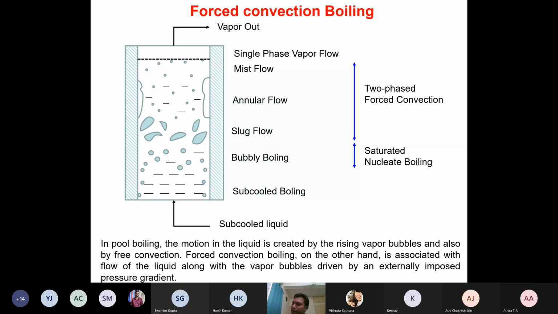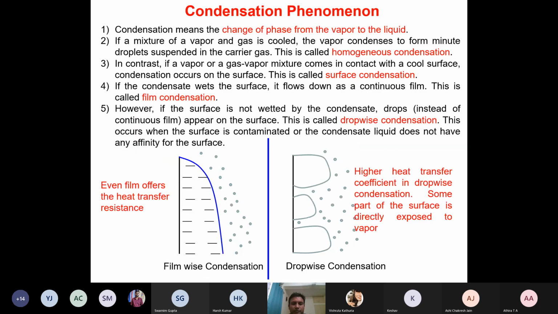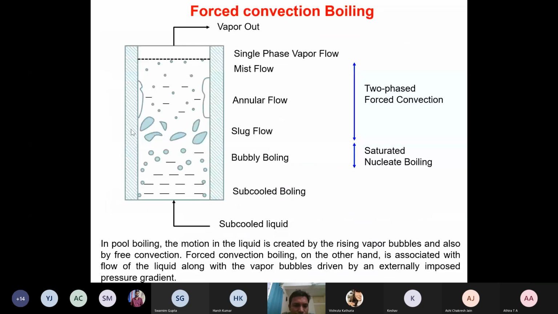So we will stop here and we will start from this point onwards. We will look at condensation phenomena in the next class. Is it all right? Hello.